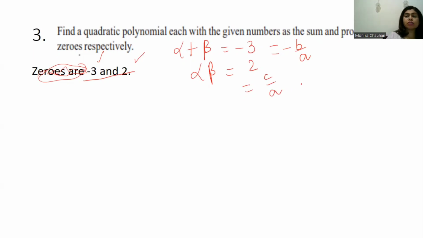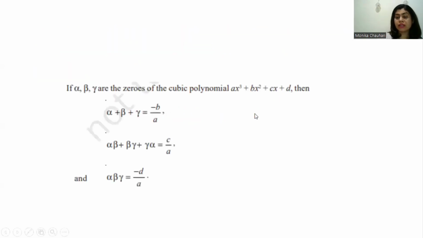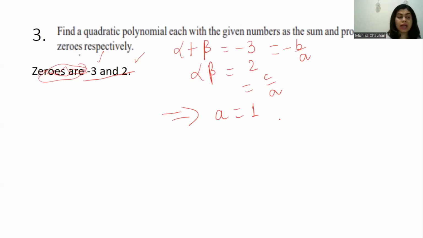So that means one thing is common, that if I say -3 upon 1 and 2 upon 1, this means that for sure a is equal to 1, I will take. And b I will take as here -3. No, +3, because it is minus b upon a. So it is 3 only. And c I will take as 2.